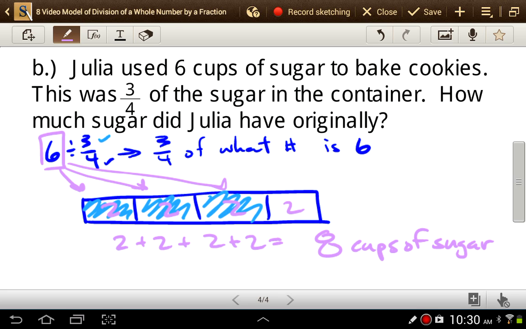Okay, so your denominator is how many sections, your numerator is how much you shade, and then you take your whole number and you break it up evenly into each section, continue that pattern, add up each section, that's your answer.